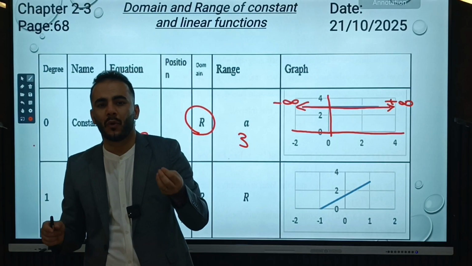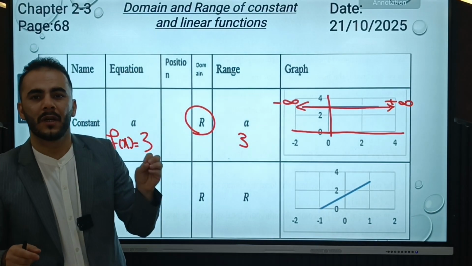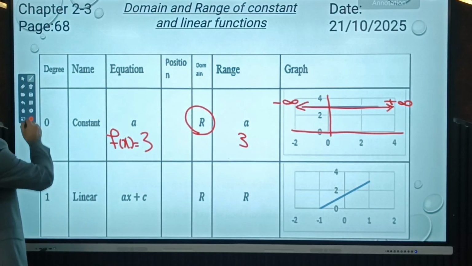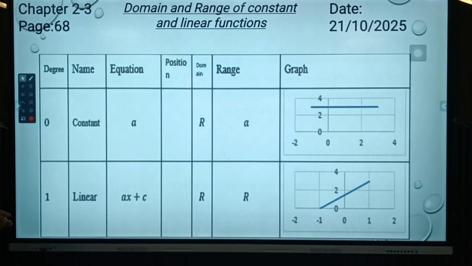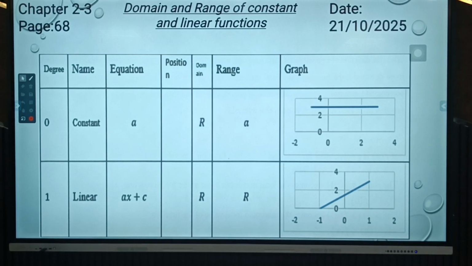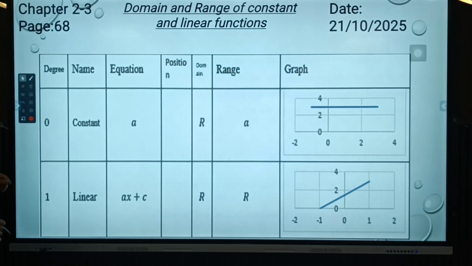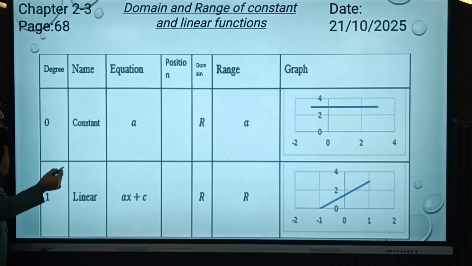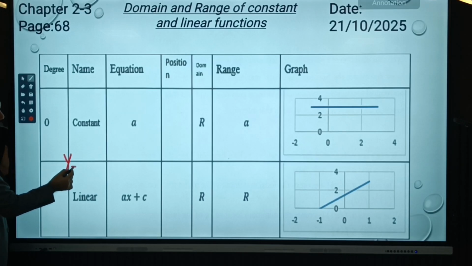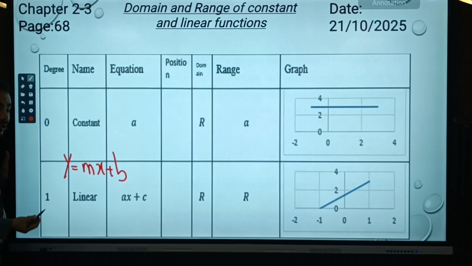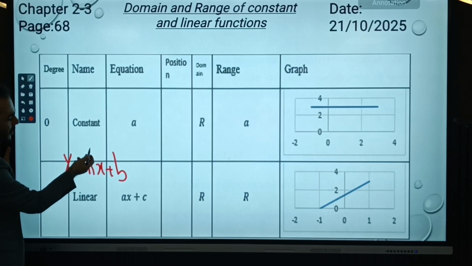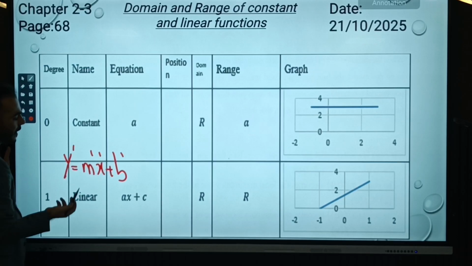Okay, so the second function is the linear function. In a linear function, the degree is 1. You better know that. In grade 9, you defined it in this way: y equals mx plus b. You call m the slope, b the y-intercept, and x and y are variables. Perfect. So as you can see, the degree is 1 for all these variables that you have. That's why we call it a linear function.